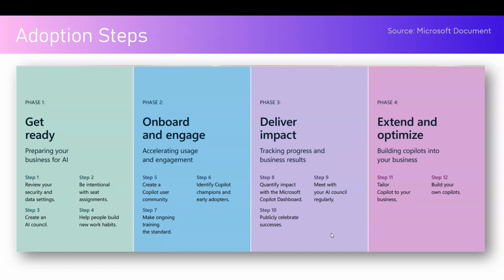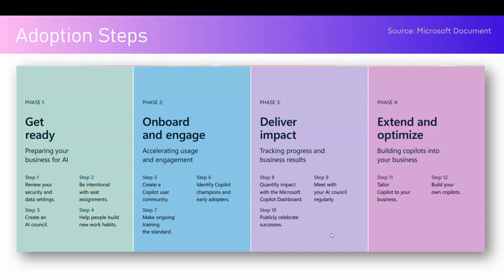Step 9 would be about meeting with the AI council regularly. So in the first phase we have created an AI council with a set of all the stakeholders, so we can start those interactions within the AI council team members and regularly post updates about the progress. Step 10 is all about publicly celebrating the success, and step 11, tailor Copilot for your business, and step 12 is building your own Copilot.